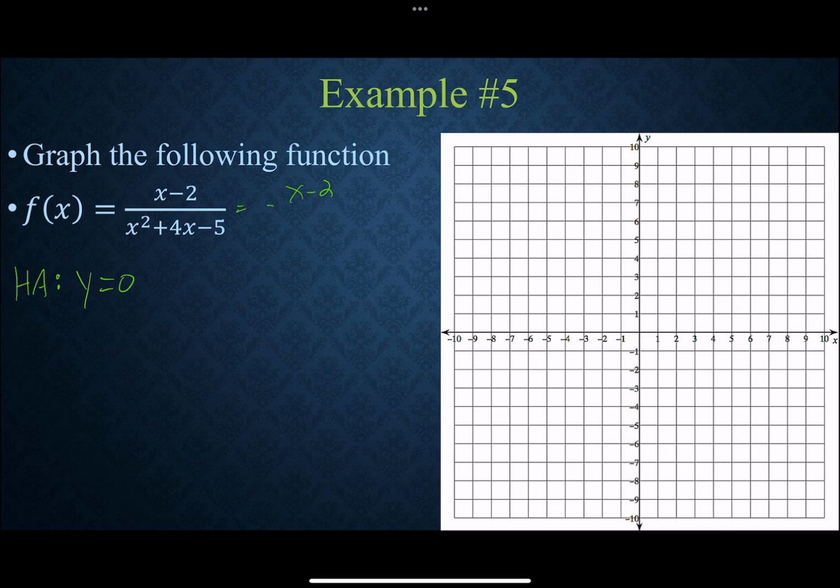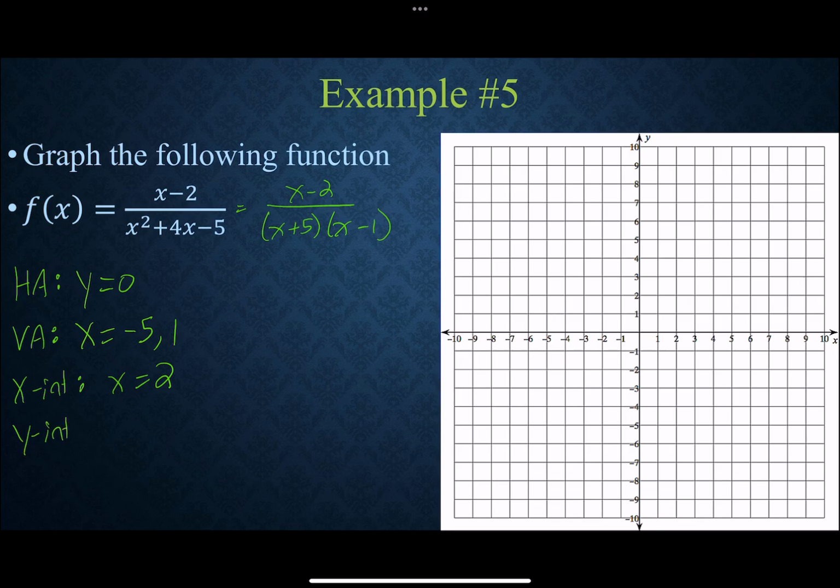Top doesn't factor at all. Bottom does, it's x plus 5 and x minus 1. So nothing cancels, so there will be no hole for this graph. The vertical asymptote will have two locations, negative 5 and positive 1, from the two solutions in the bottom, x plus 5 and x minus 1. Our x-intercept would occur at x equals 2, the solution of the numerator.